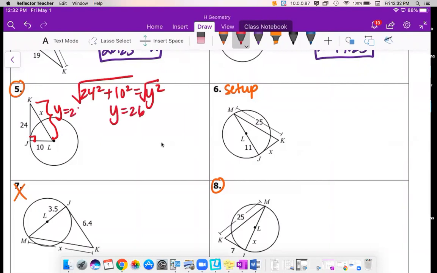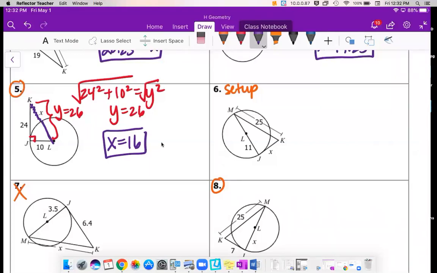So this whole side is 26. And then I know the radius right here is 10. So if I want to get just this x part, I'm going to do 26 minus 10, and I'll get that x in this case is equal to 16. That's the easier way to do it. We're not going to go complicated for that.